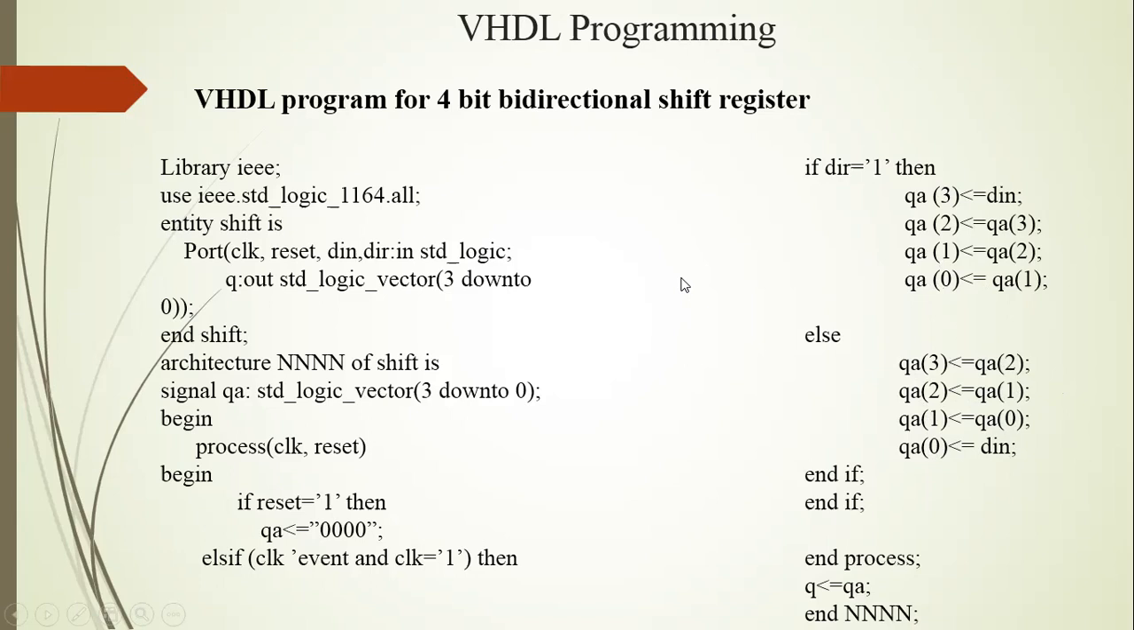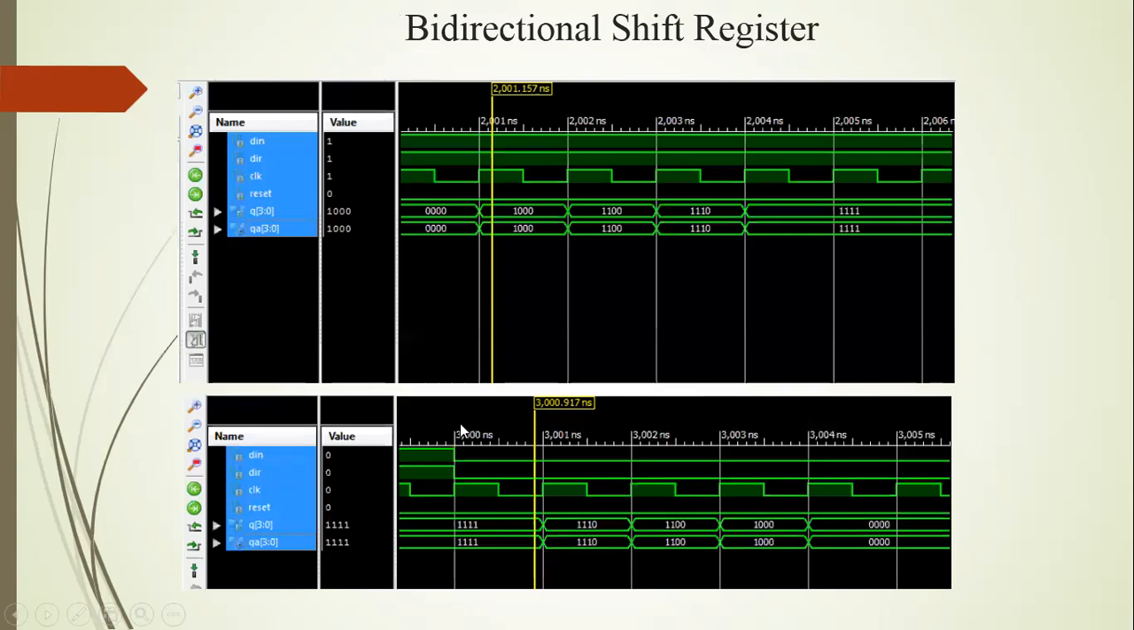Two if statements, here if and here if statement, end if, then end process. After completion of this process, QA is assigned to Q. Q is your output signal and QA is your internal signal, so internal signal data is assigned to Q, and then end name of entity, name of architecture. So here is the complete VHDL program, and here is the simulation result of that 4-bit bidirectional shift register.